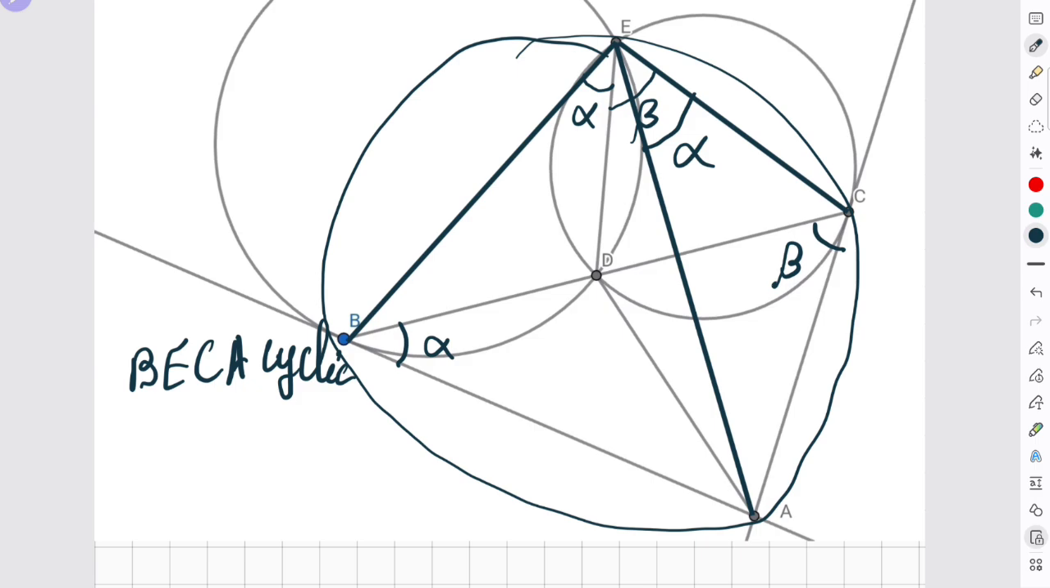Now, look at here. D is actually the midpoint of the edge BC, and it means that ED is a median. On the other hand, we found that angle BED and angle CEA are the same, alpha. That is why we realize that EA is actually a symmedian, particularly the E symmedian in the triangle EBC.